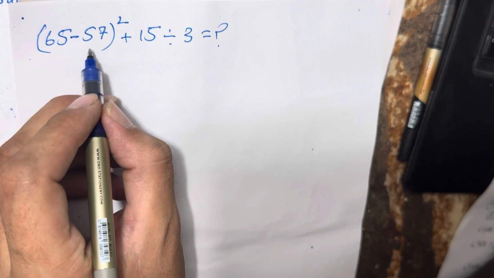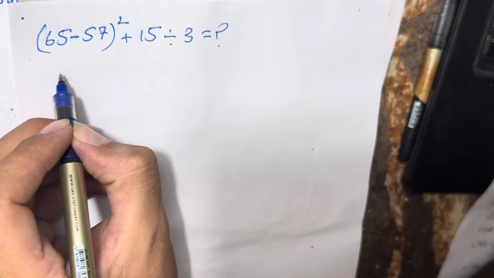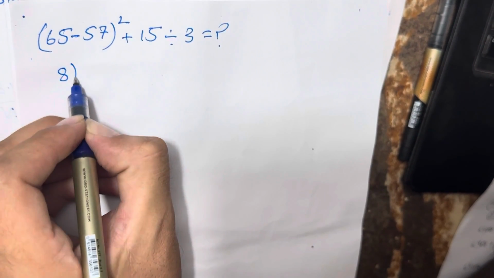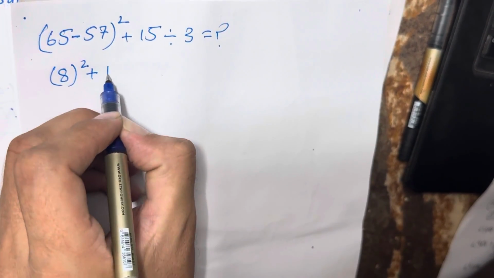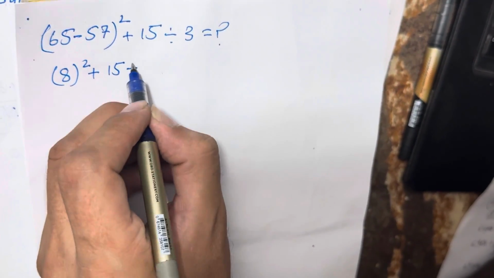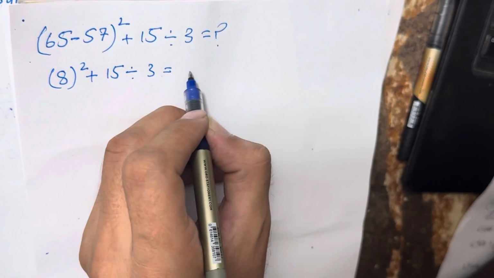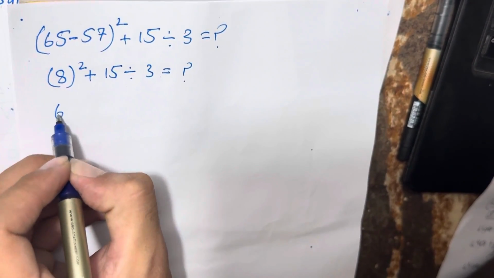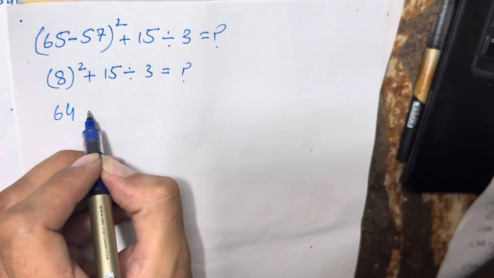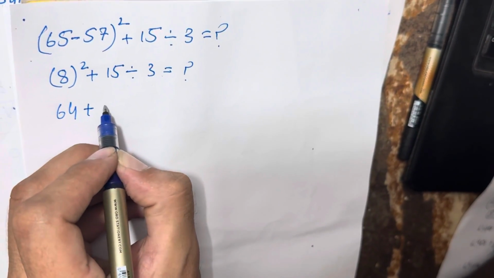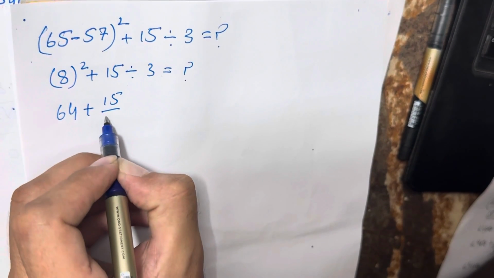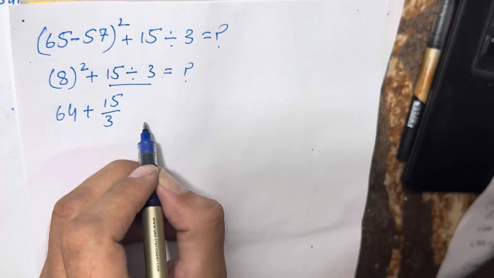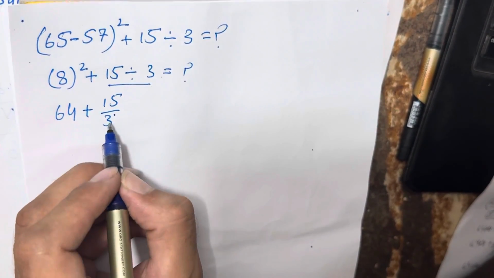So 65 minus 57 comes out to 8 square, plus 15 divided by 3. What will be this equation? So 8 8s are 64, plus 15 divided by 3. After that I will do this part of the question.